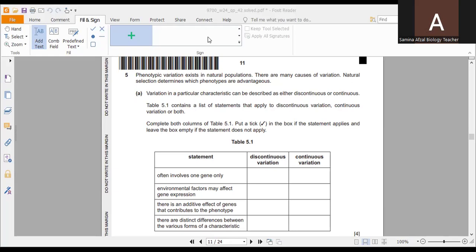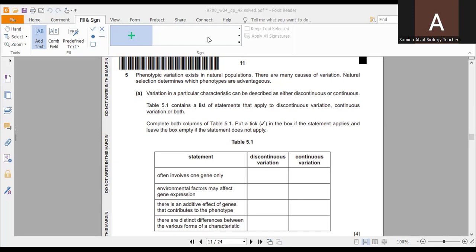Complete both columns of Table 5.1. Put a tick in the box if the statement applies and leave the box empty if the statement does not apply. Students who know the concept of discontinuous and continuous variations can easily solve this question. They can fill up this table.